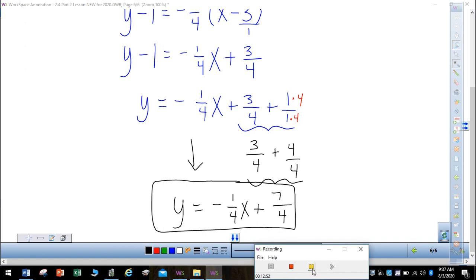So the big takeaways for today's lesson are that parallel lines have the same slope. Perpendicular lines have slopes that are negative reciprocals, and that's just some more information that can help us do work with linear functions.